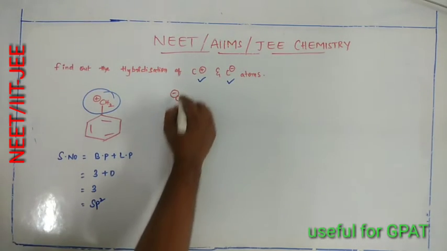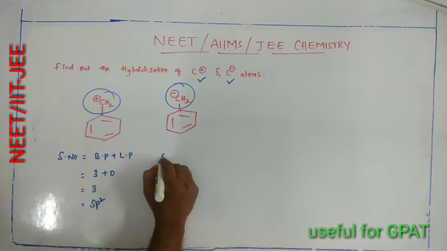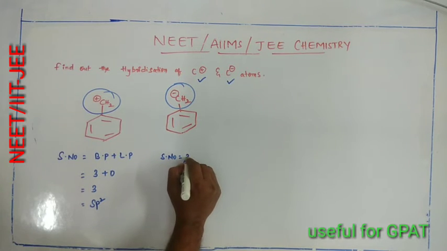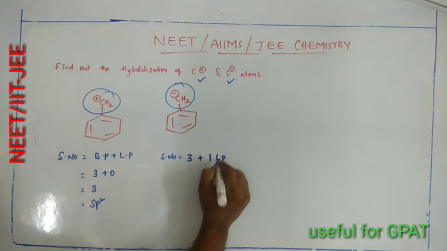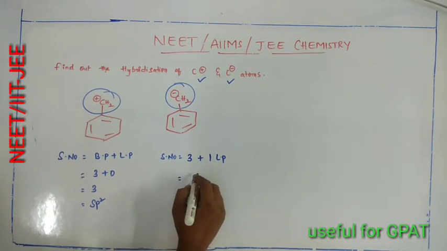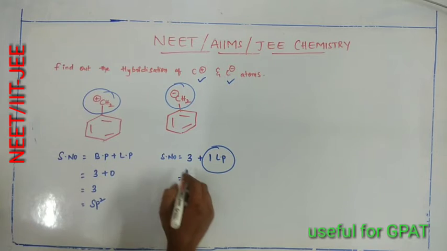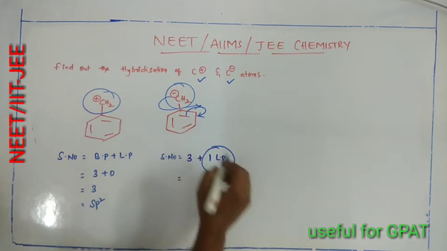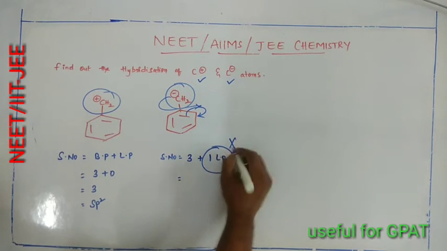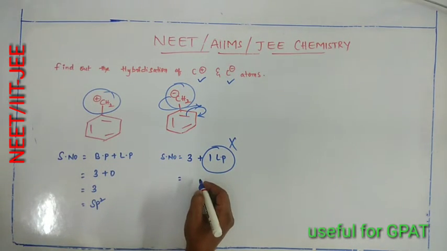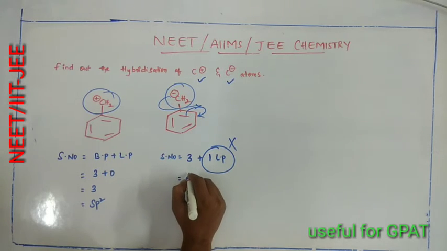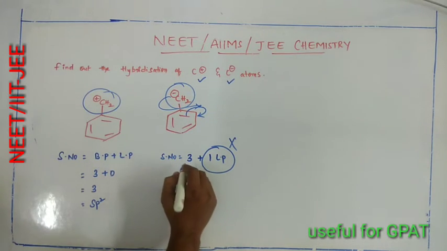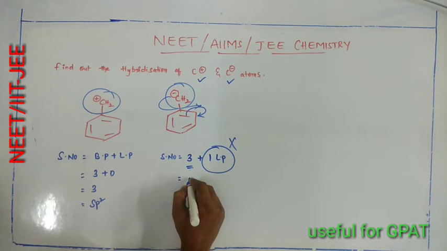In the carbanion, for this carbon, the steric number is 3 bond pairs and 1 lone pair. Actually, this lone pair is involved in the resonance, so we should not consider this lone pair in the calculation of hybridization. We consider only the bond pairs. We have only 3 bond pairs, so the carbon atom hybridization is sp2.